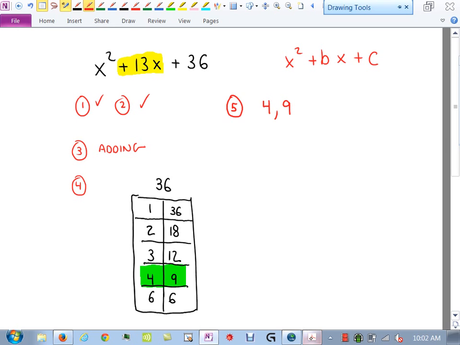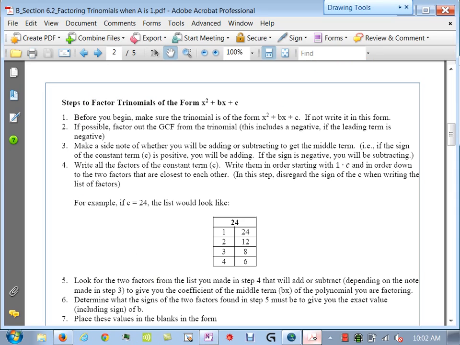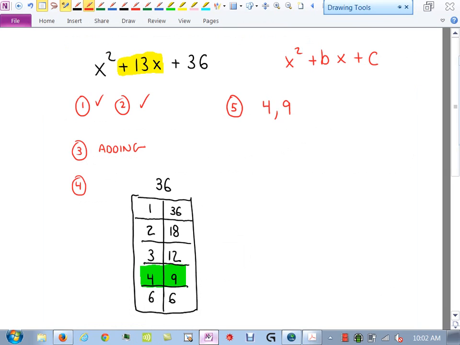What's step 6? Determine what the signs are of the two factors found in step 5. They must give you the exact value and the sign of B. Well, in this problem, we don't have to worry about it because these are both positive, and we are going to add them together. What's positive 4 added to positive 9? It's positive 13. That gives you exactly what we needed. So there's no work to be done for step 6, other than to say they're both positive, 4 and 9.